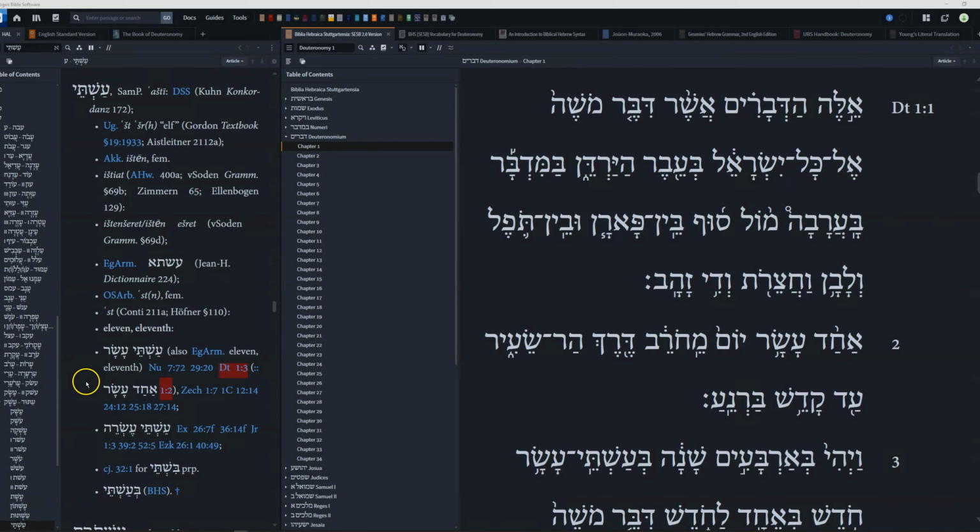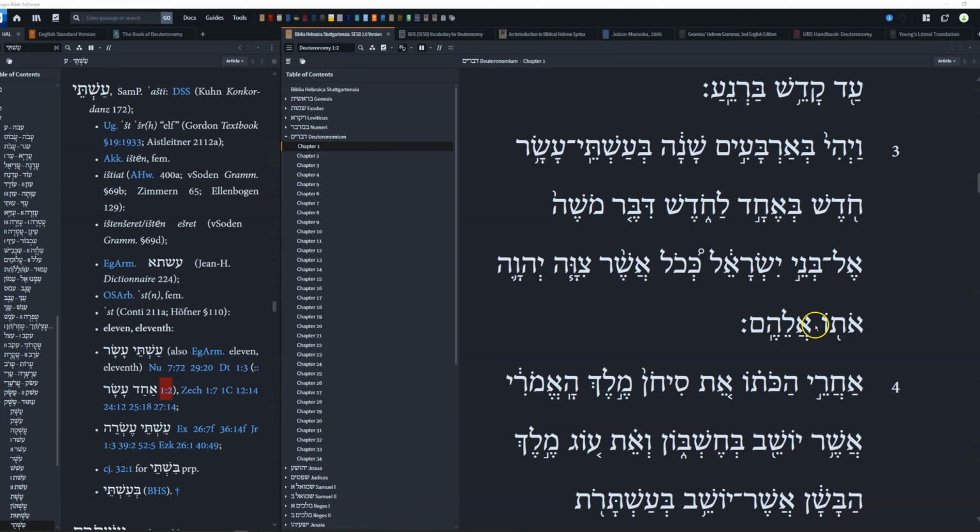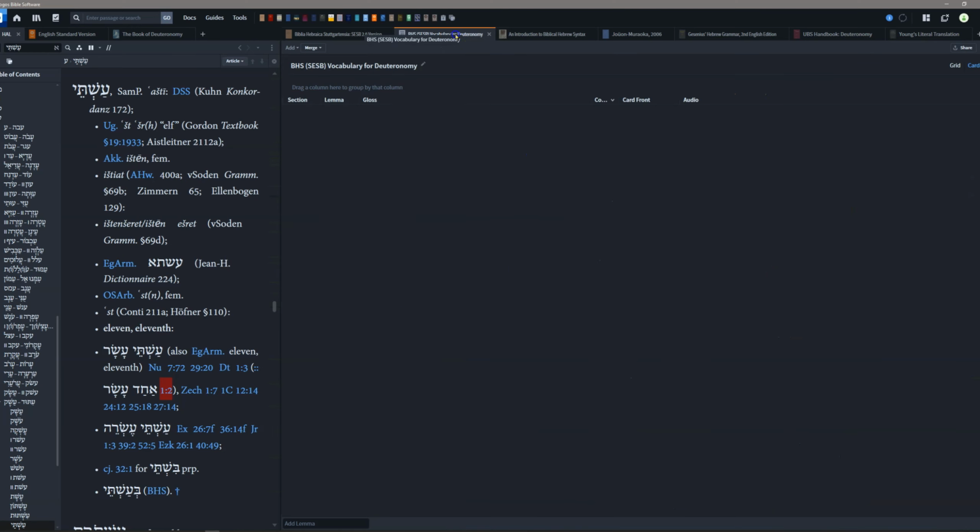Today we're looking at Deuteronomy chapter 1 verse 3, and we've got a little bit longer verse today and some unique constructions here that we'll take a look at. So let's just read through the verse, and actually before we read through the verse, let's take a look at the vocabulary for this verse.